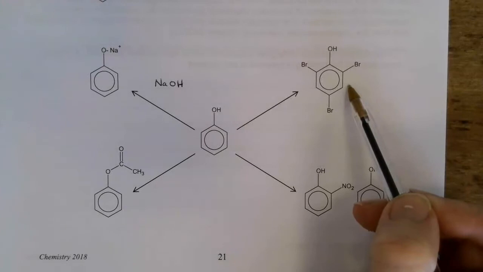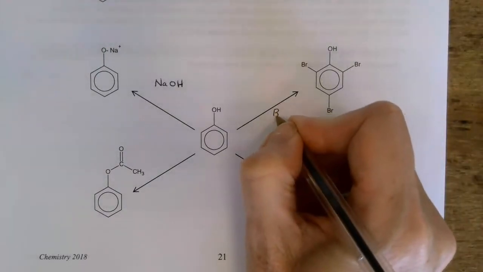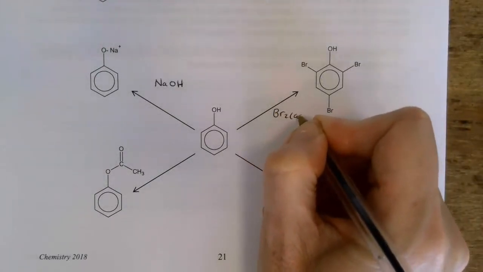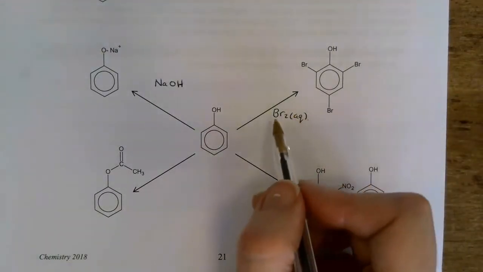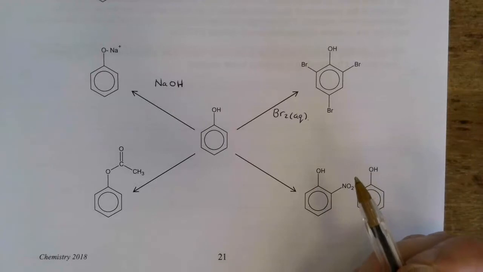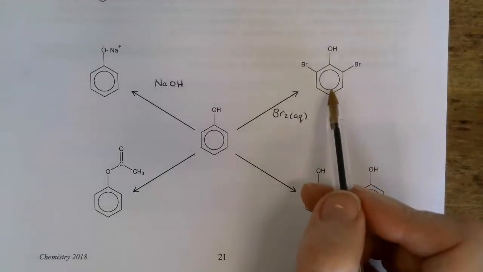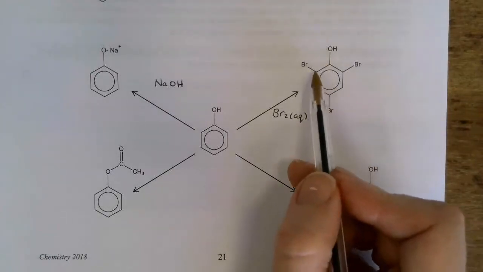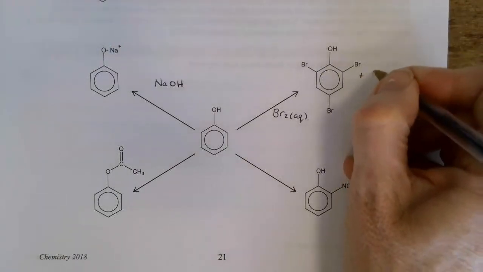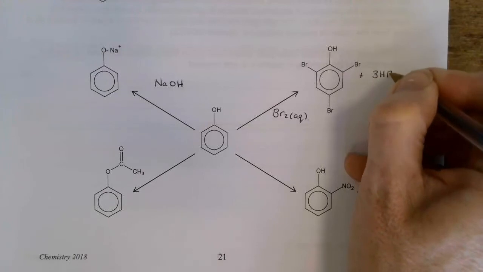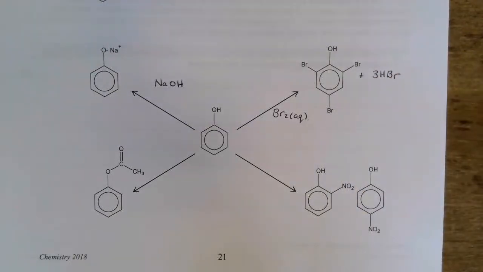If you add bromine water, so this doesn't need to be done under liquid bromine conditions and it doesn't need a catalyst, and this again can be done at room temperature and pressure, and you get this multiple substitution, so you get this 2,4,6-tribromophenol, and obviously you've also made 3 hydrogen bromide molecules, because if you remember, this is still electrophilic substitution.